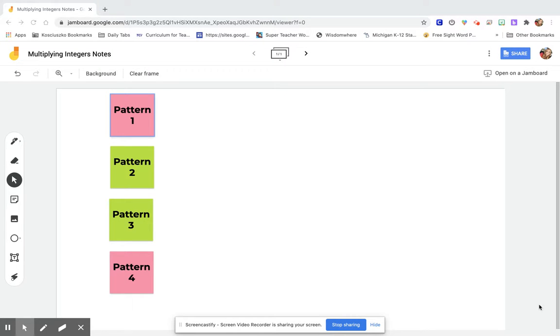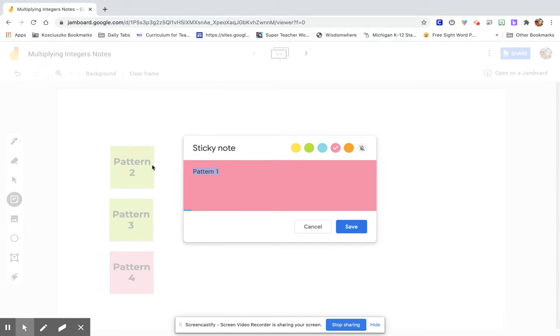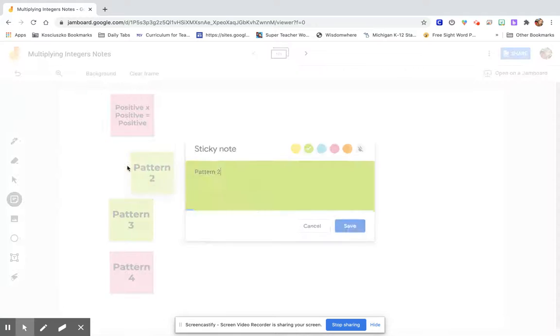I'm just here to tell you a little bit about how to multiply integers and the different patterns that you can use. So there are basically four different patterns when you are multiplying integers. The first one would be if you have a positive times a positive, you are going to get a positive, okay?